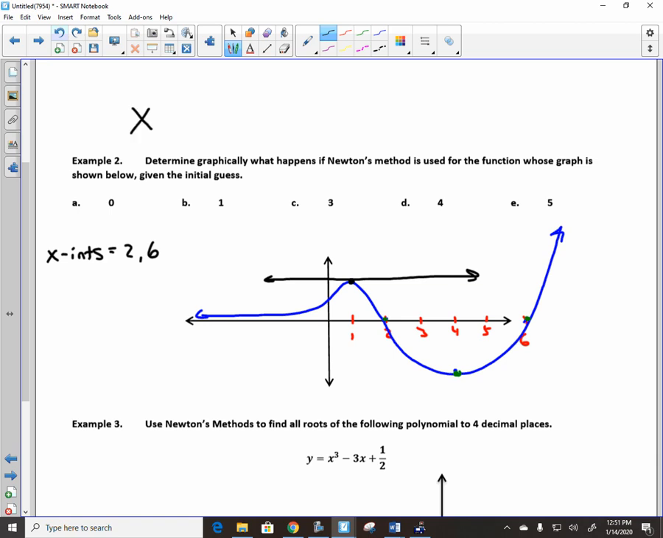In fact, think of Newton's method. It's x minus f of x over f prime of x, right? That's what we use. Well, what is f prime of x in this situation? It's 0. You're dividing by 0, so you get an undefined result. So here you get negative infinity. Here you get undefined.